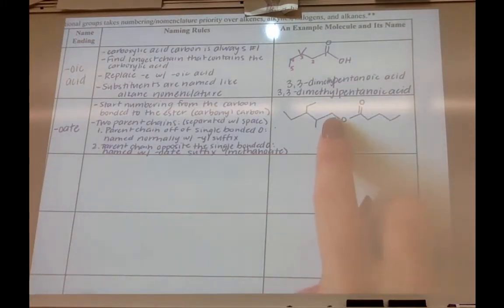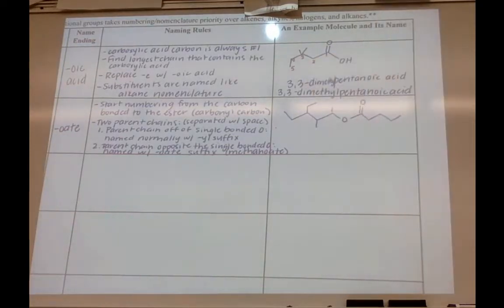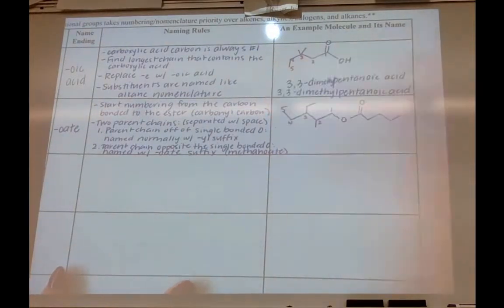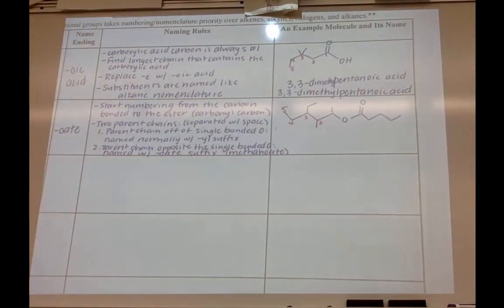When you're numbering, start the 1 with the carbon that's connected to that oxygen. So when I number, I'll have 1, 2, 3, 4, 5. Now if I were to try to name this like normal, just the pink, what is 5 carbons all single bonded together? Pentane. Alright, so we would have pentane at the end.